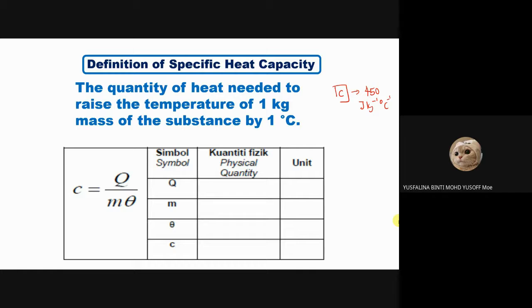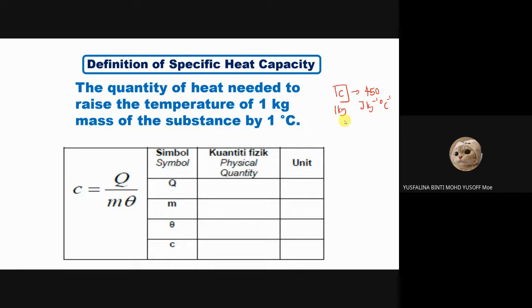So that is the specific heat capacity. For the object C that I gave just now, if I want to increase object C by 1 degree Celsius, and remember the mass must be 1 kg, I need to give 450 joule of heat energy to object C so it can increase 1 degree Celsius.